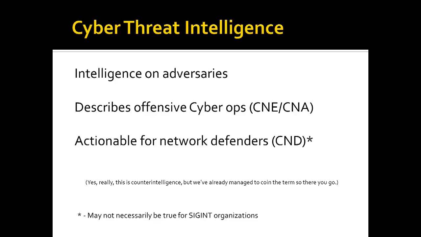Now, some in the military intelligence community will point out that this is actually counterintelligence. Yes, it is. Intelligence about adversaries is actually counterintelligence if you were talking about the capabilities and operations of your adversary, right? But the problem is we've already coined it as cyber threat intelligence, so we're just going to go with it. And by the way, the actionable component there, if you are a SIGINT or signals interception type of organization, think NSA and the sort, the intelligence that you are discussing may not necessarily be actionable or be actionable in, we'll just say, different ways than network defenders are able to act on the intelligence.